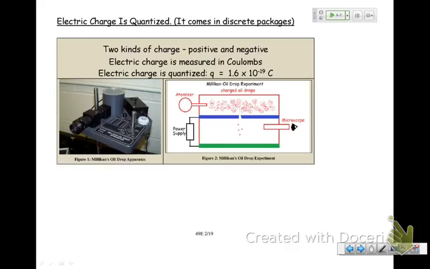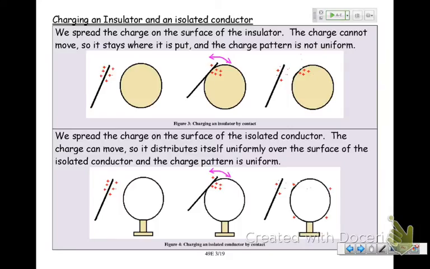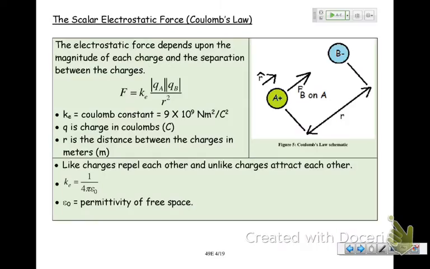So let's have a look at this. Previously we talked about how there were two types of charges, positive and negative, and good old Millikan, using his oil drop experiment, was able to find the smallest amount of charge, which was 1.6 times 10 to the minus 19 coulombs. We spread the charges around on an insulator, and they stick at very specific locations, and they won't move around. If we put them onto an isolated conductor, they will nicely redistribute themselves, but still be trapped. So we tend to do that.